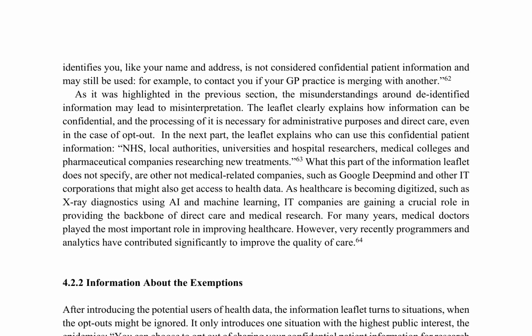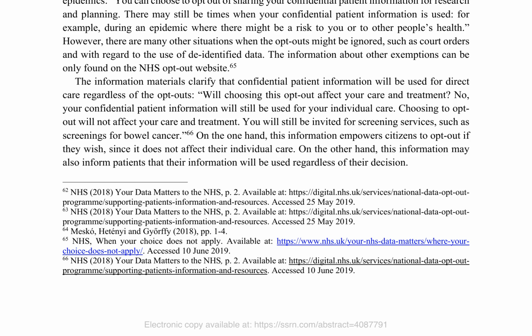The National Health Service (NHS) utilizes various information materials to communicate the secondary use of health data to citizens, emphasizing its importance for research and policy planning.